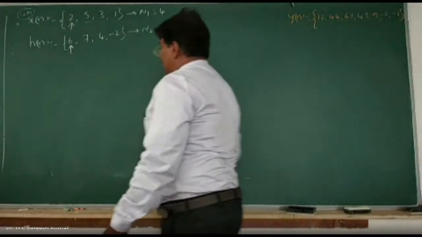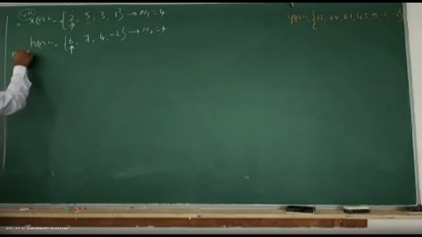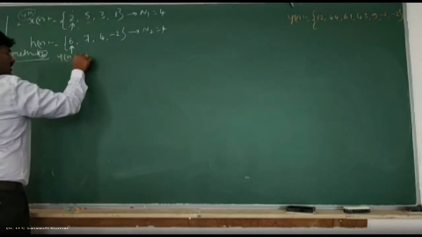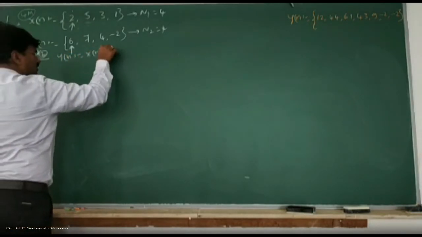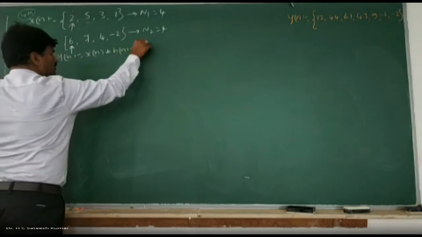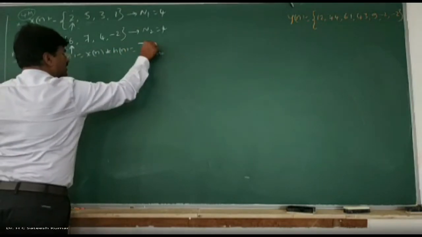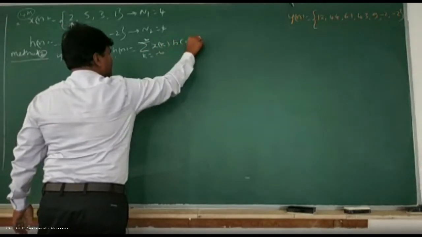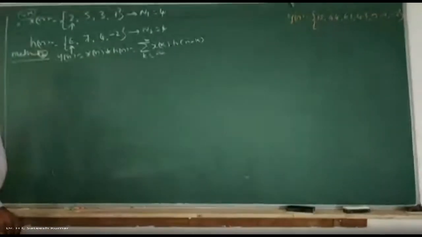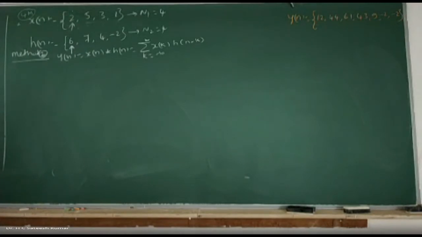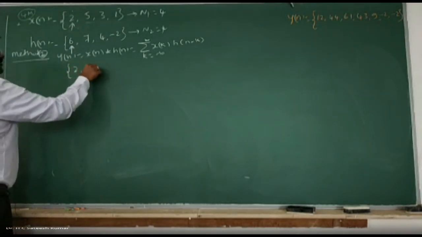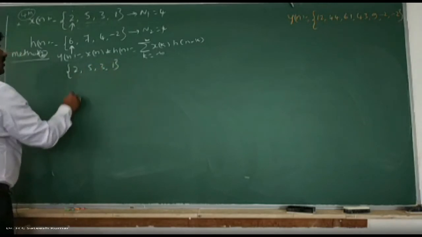Okay, right. Method 2. So what we have is y of n is equal to x of n convolution with h of n, which is equal to summation k varies from minus infinity to plus infinity x of k into h of n minus k. Okay, right. So now element by element you'll have to evaluate. As per the formula, x of k means what? 2, 5, 3, 1. Okay, arrow mark is here.